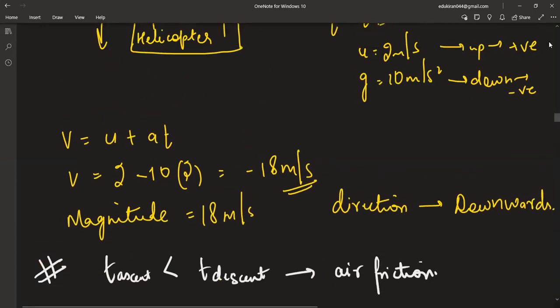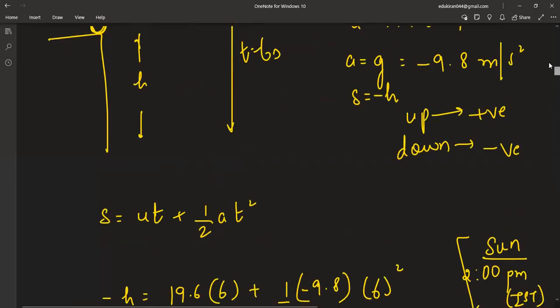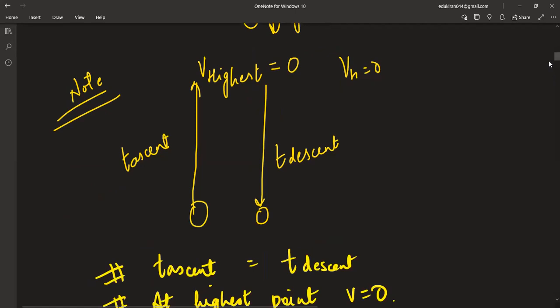Okay, one more point, class. In the last class, I told you time of ascent means when the particle moves upwards, right? This is time of ascent. And when the particle reaches the highest point, velocity at the highest point becomes 0, and then the particle comes down. This is time of descent. So time of ascent is equal to time of descent.